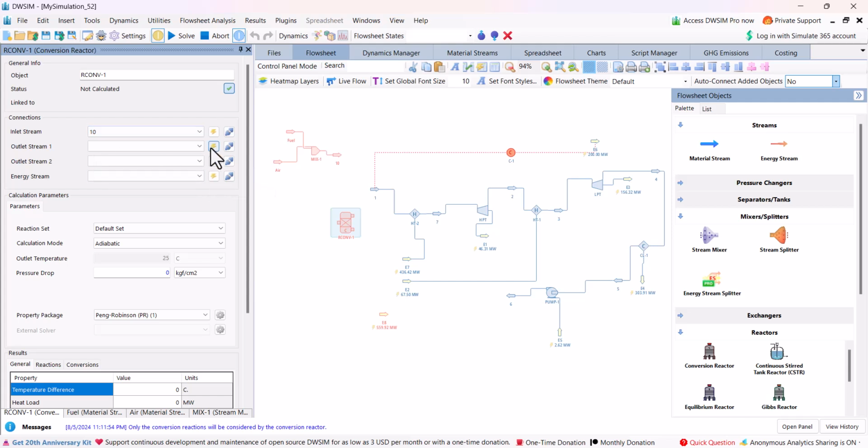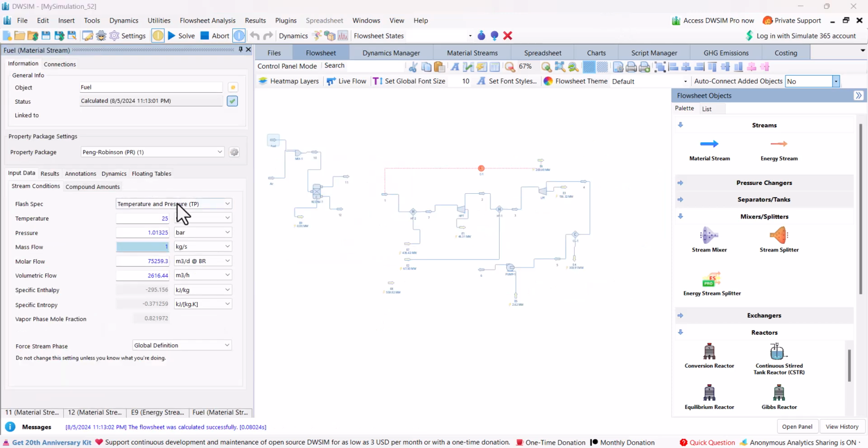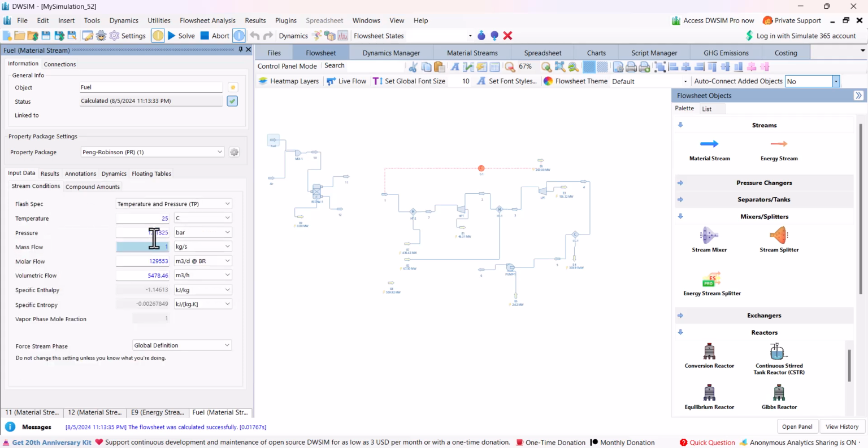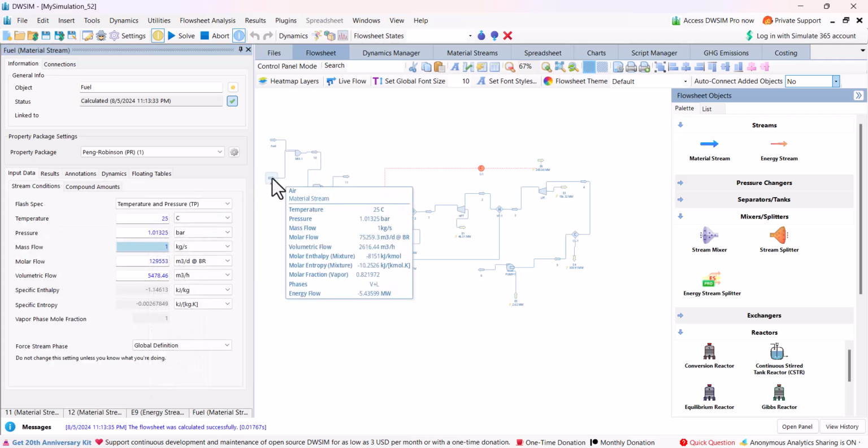We have to have two outlet streams and one energy stream. For fuel, we will change compound amounts. Clear, we will take 100% methane, accept changes. Stream condition, let's see, it is fine.